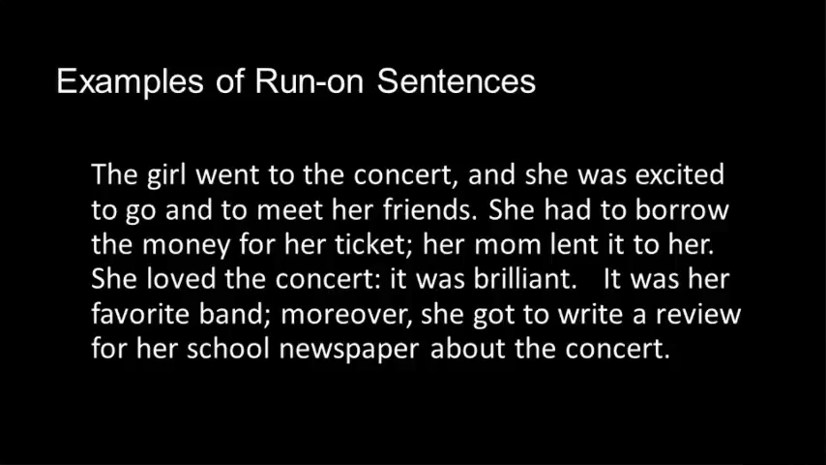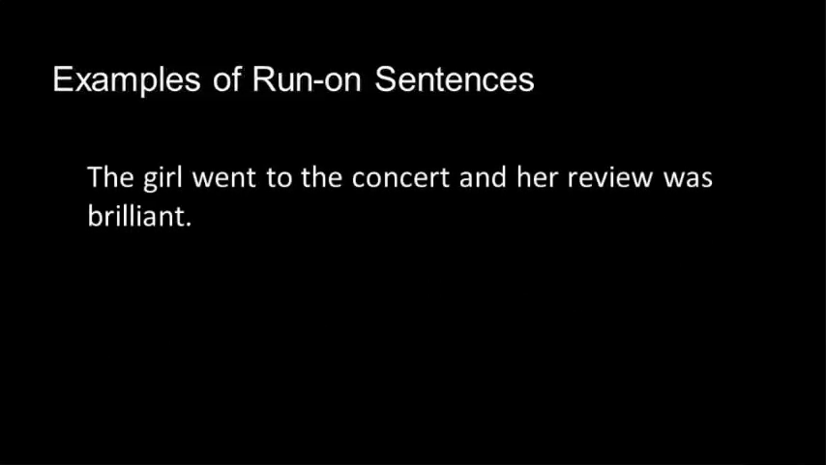In the previous example, the punctuation really helped us understand, and me understand as a writer, what I meant to say. Sometimes a run-on sentence is not compromised by not being properly punctuated. In this example, the girl went to the concert and her review was brilliant. That is a clear sentence, even though it is a run-on sentence. It does not have a comma before the conjunction and. So why does this matter if it doesn't interfere with meaning?